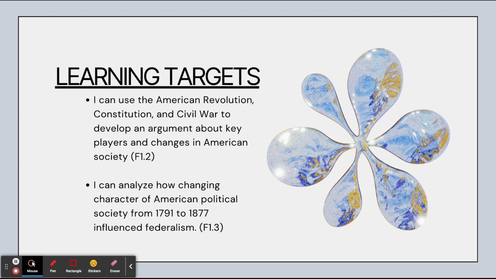So, in that learning target, you're covering a pretty significant span of time, almost 100 years. The American Revolution begins in 1775, and the Civil War doesn't end until 1865. So, you're looking at 90 years worth of history. The second learning target states: I can analyze how the changing character of American political society from 1791 to 1877 influenced federalism. In that learning target, you're looking at roughly the same time period. However, you're specifically focusing on the division of power between the federal government and the state governments.